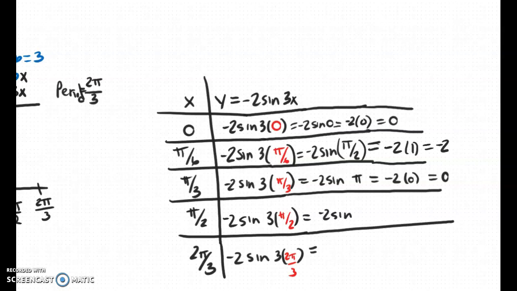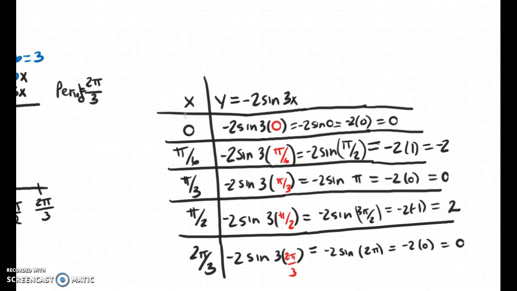Here, when I reduce, this one doesn't reduce, so it's the sine of 3 pi over 2, which would be negative 1. And negative 1 times negative 2 is a positive 2. And then the last one, when I reduce this, I get 2 pi. And at 2 pi, the sine is 0, so I'm going to get 0. So here are the points I'm using.